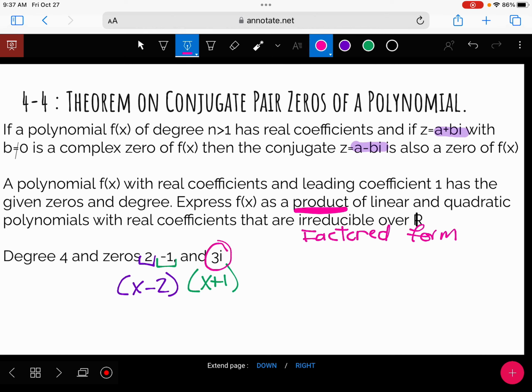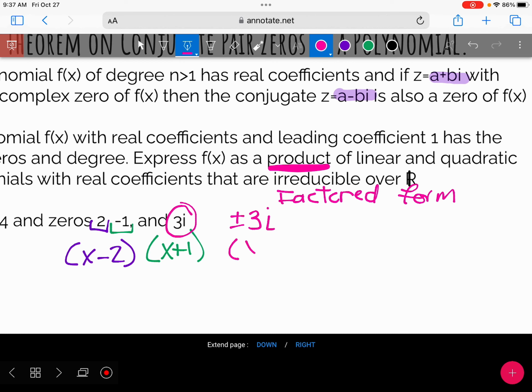Whenever we have an imaginary root, 3i, that means we're going to have two roots there, plus and minus 3i. Whenever you have an imaginary root, its conjugate is also a root. So I'm going to write this as x plus 3i and x minus 3i. Makes sense. We still got those two roots. We do at this point wind up with 1, 2, 3, 4 x's, so we've hit that degree 4.